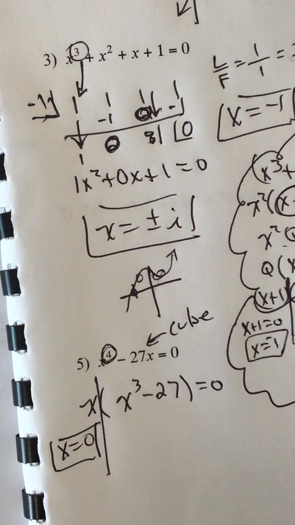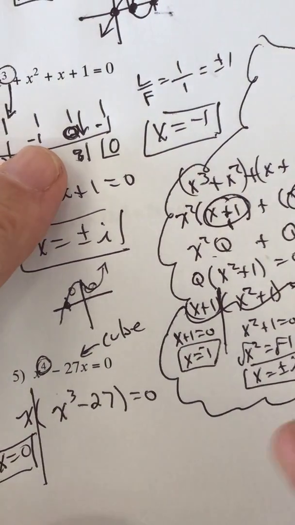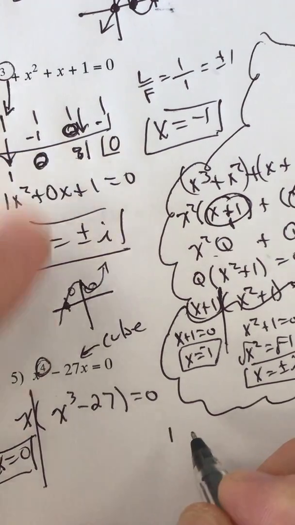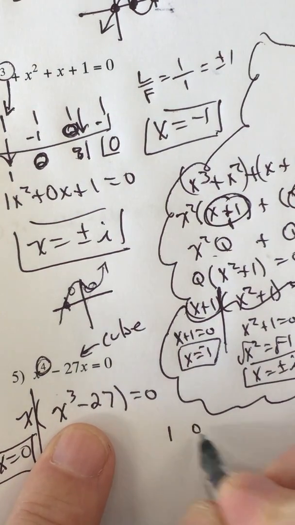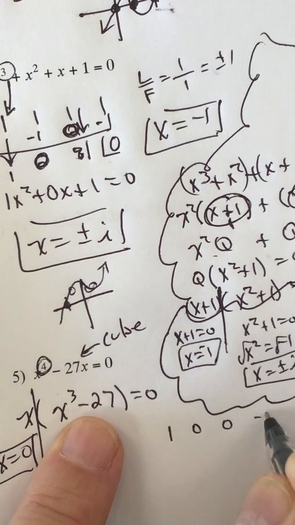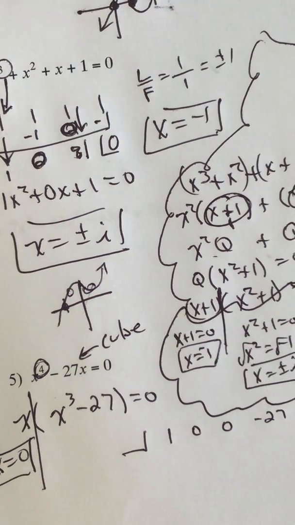Okay, I've got a couple choices. I could try to do this with the rational root theorem. The rational root theorem would be 1x to the third, 0x squared, 0x, and then negative 27, and try to find it.